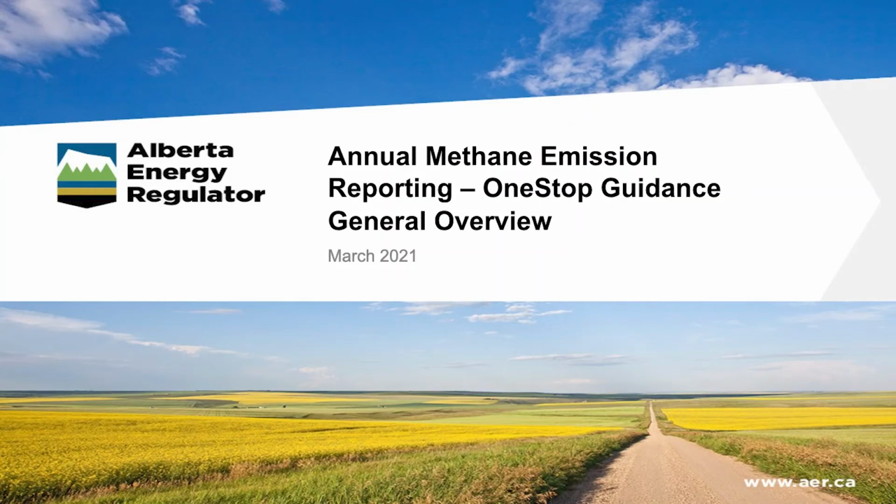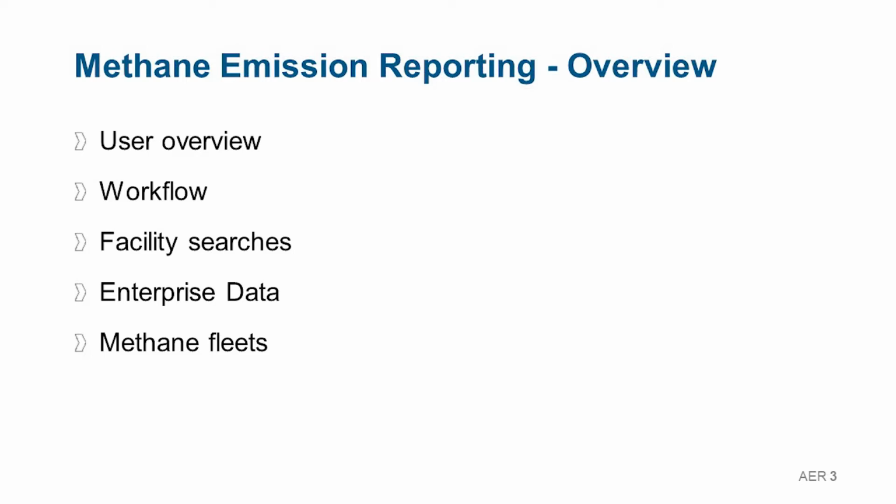This video provides a general overview of methane emissions reporting to comply with the requirements in Directive 60, Upstream Petroleum Industry Flaring, Incinerating, and Venting. In case of any discrepancy between this document and an AER Directive or Manual, the AER Directive or Manual will take precedence. This video contains five sections: a user overview, workflow, facility searches, enterprise data, and methane fleet.